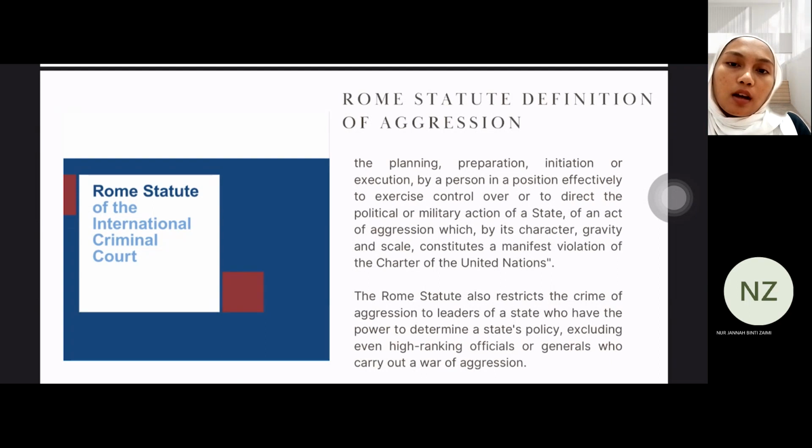The criminal prosecution of aggression is limited to the most serious acts of state aggression. Non-state aggression, an even more disputed concept, is excluded. The Rome Statute also restricts the crime of aggression to leaders of a state who have the power to determine a state's policy, excluding even high-ranking officials or generals who carry out a war of aggression.